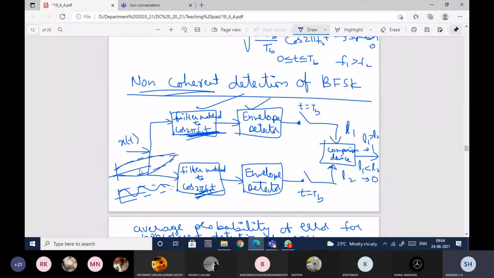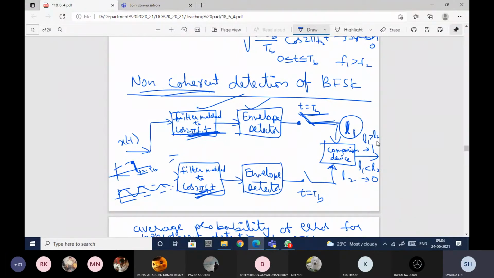We will not take all the values, but only a particular instant. At t equal to Tb, it will be sampled. So only this sample will be kept, and the rest of the signal will not be there. That is the use of the sampler. Here t equal to Tb is the sampler. It is like a switch: only at that point it closes, so that value is taken. That envelope value at t equal to Tb is L1 in the upper branch and L2 in the lower branch.